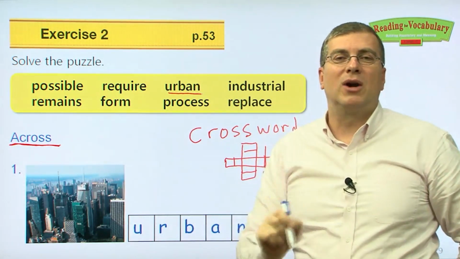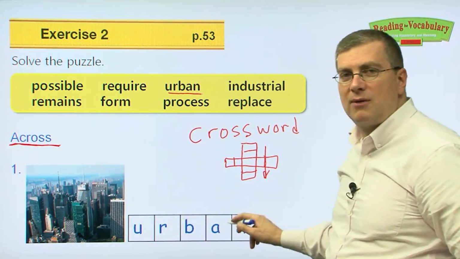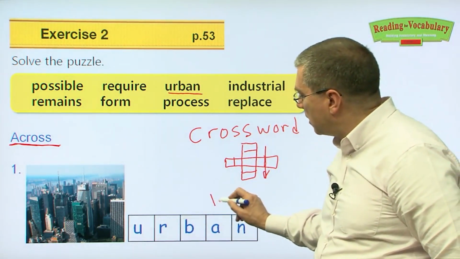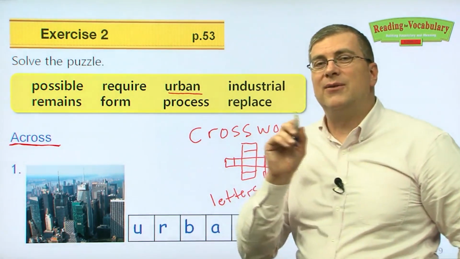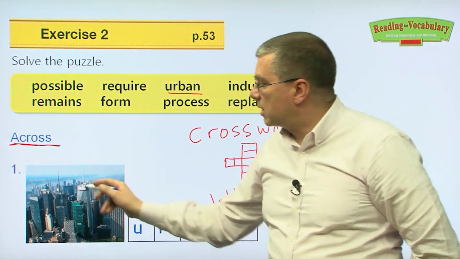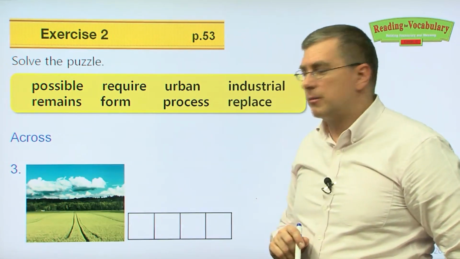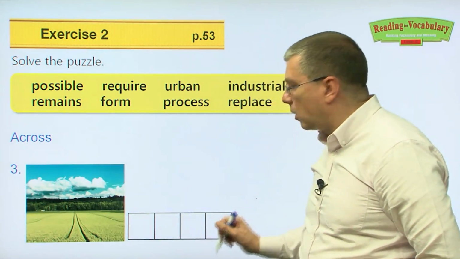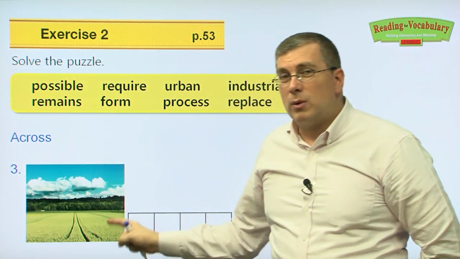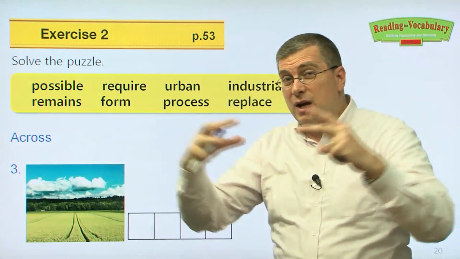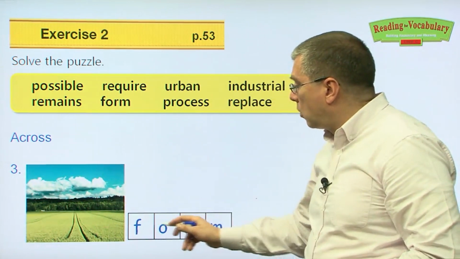That's an important point about crossword puzzles. You have to fit the same number of letters in the blank. So you're looking for a 5-letter word that goes with this picture. Let's see that in number 3. Going across number 3. We have 1, 2, 3, 4. A 4-letter word that matches this picture. Remember, we talked about this picture? When things come together, they do something, right? What do? They form something.